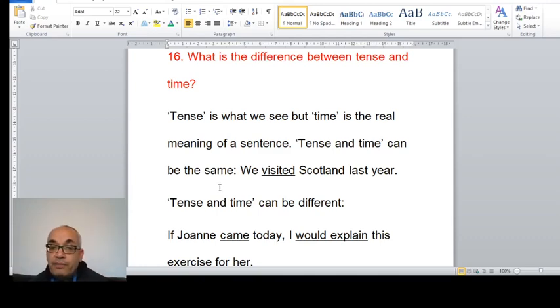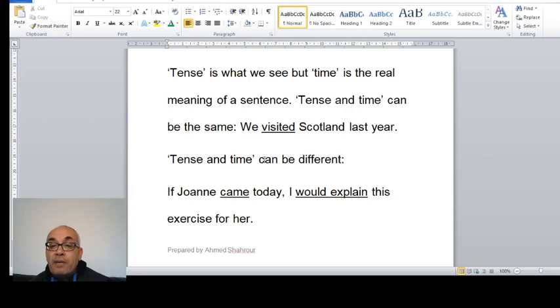They are not different. Tense and time can be different. If Joanna came today, I would explain this exercise for her. So came, what's the tense? It is past. What's the meaning? The meaning is present or future.